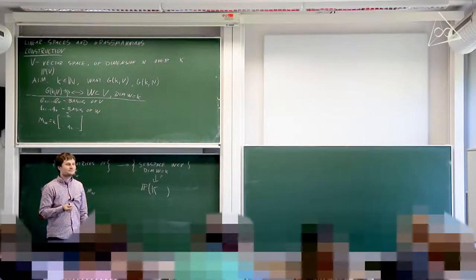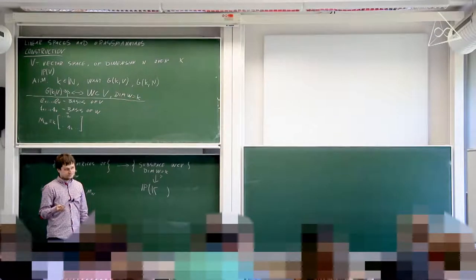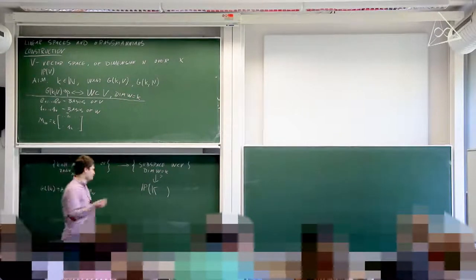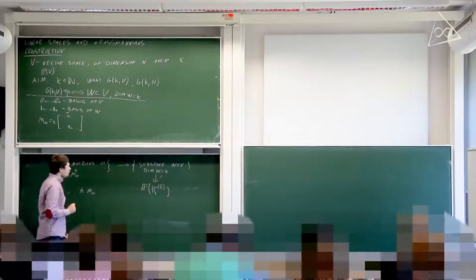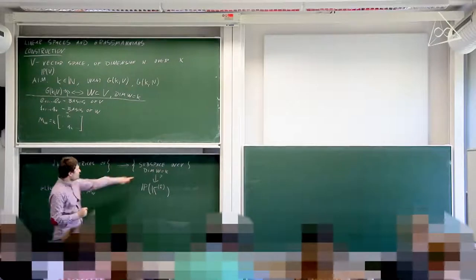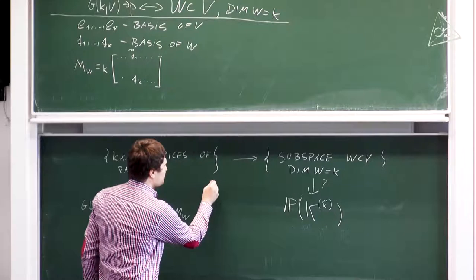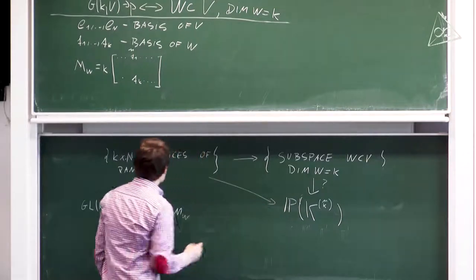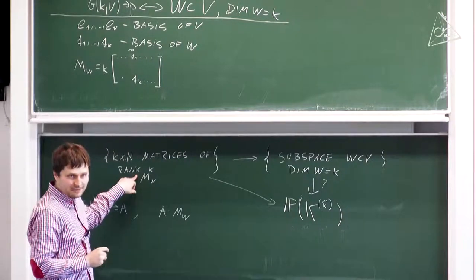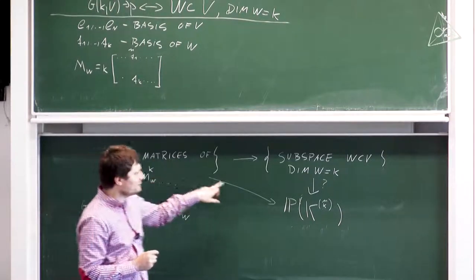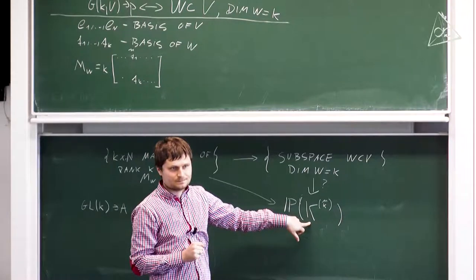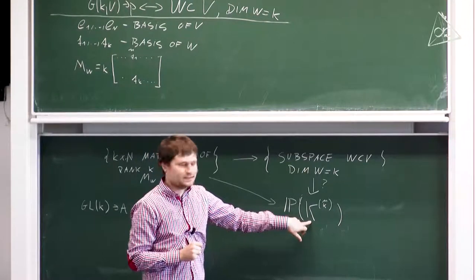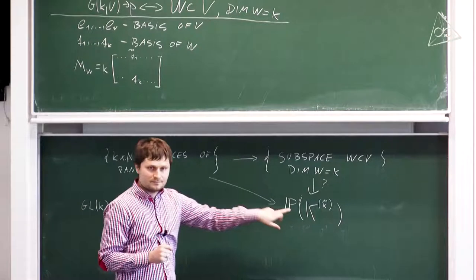Yes? Yeah, one for each choice of K columns, so N choose K. Okay, so we haven't really defined this map, but we defined this map. It takes a full rank matrix and computes all of its maximal minors. Is this definition clear?